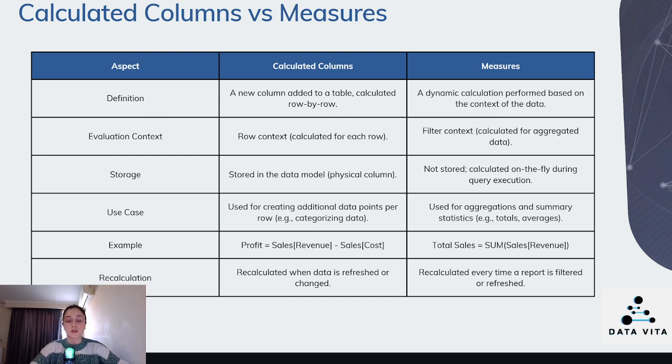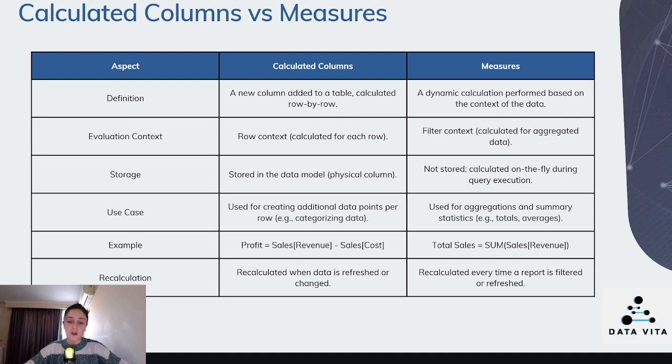Use cases: when do we need to use calculated columns and measures? Calculated columns are useful when you need to create new data points on a row by row basis. For example, if you need to categorize data or create additional attributes for each row, such as grouping customers into high value or low value categories based on their total spend, calculated columns would be the right choice. They are often used for creating data points that can be used in visuals or other calculations.